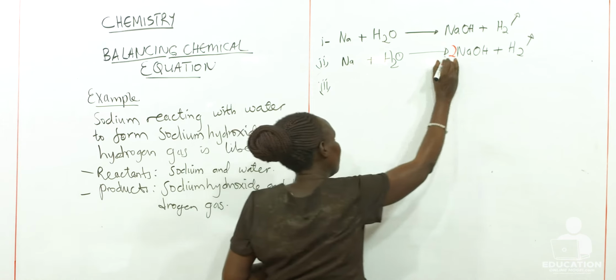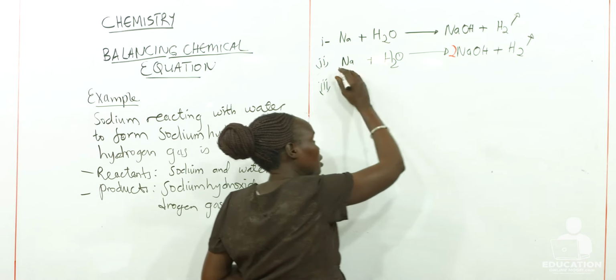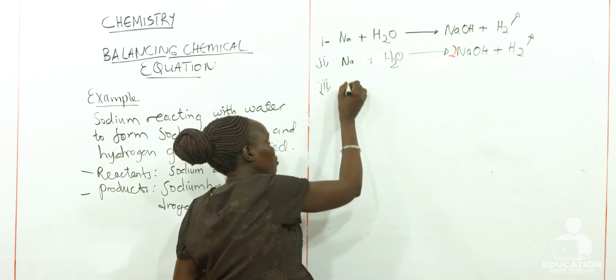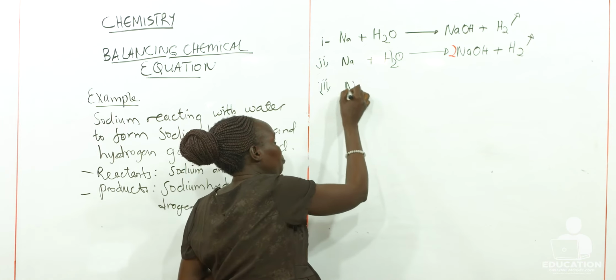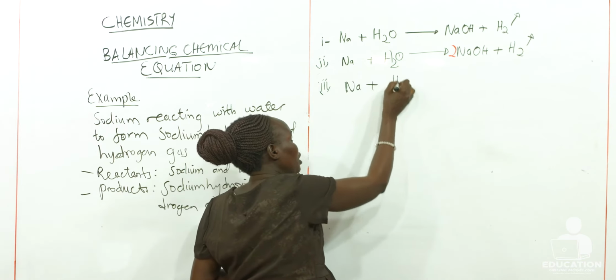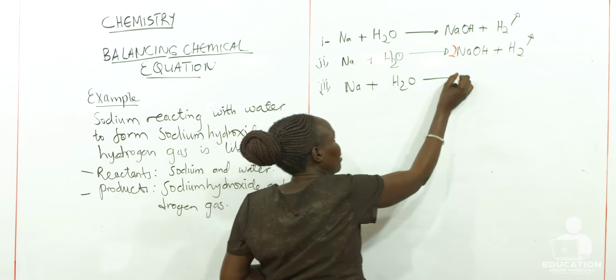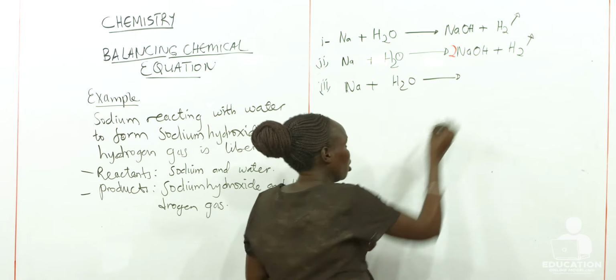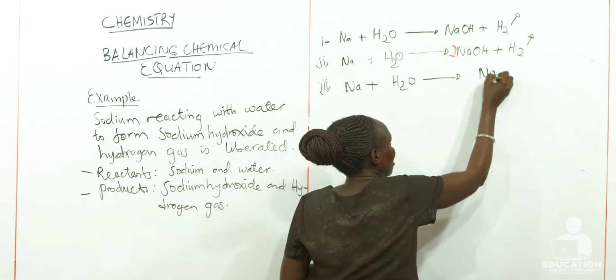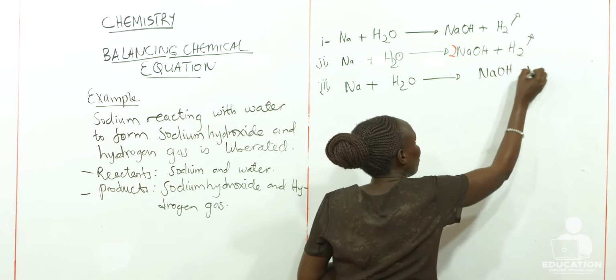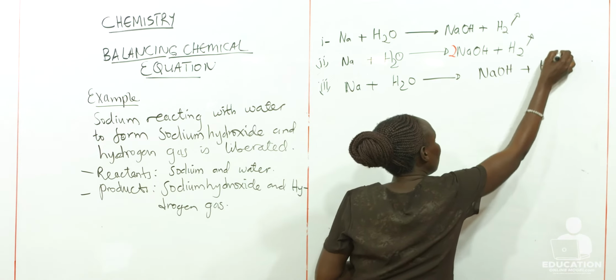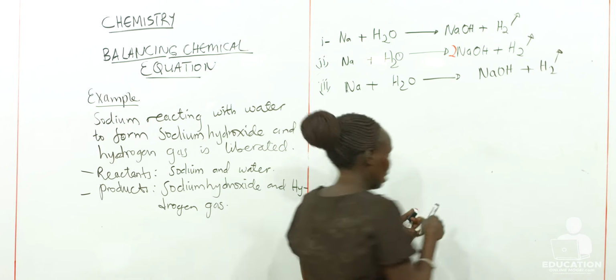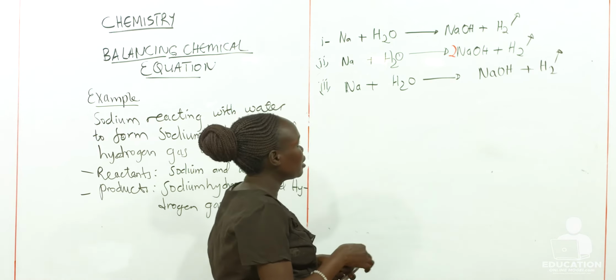It means here we have 2 atoms of sodium, but here we have 1 atom of sodium. So we shall have sodium plus water will give us sodium hydroxide plus hydrogen gas. So we need to continue to balance this equation.